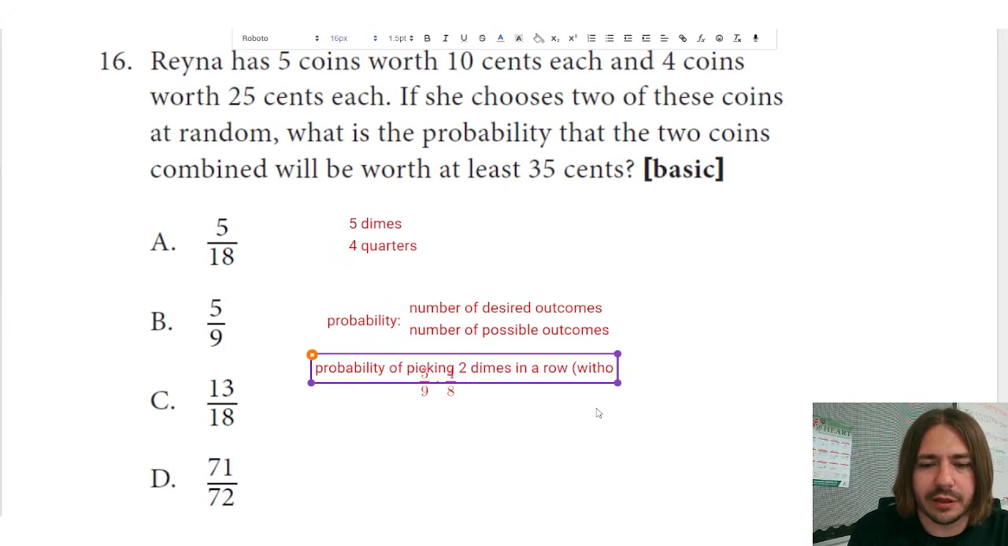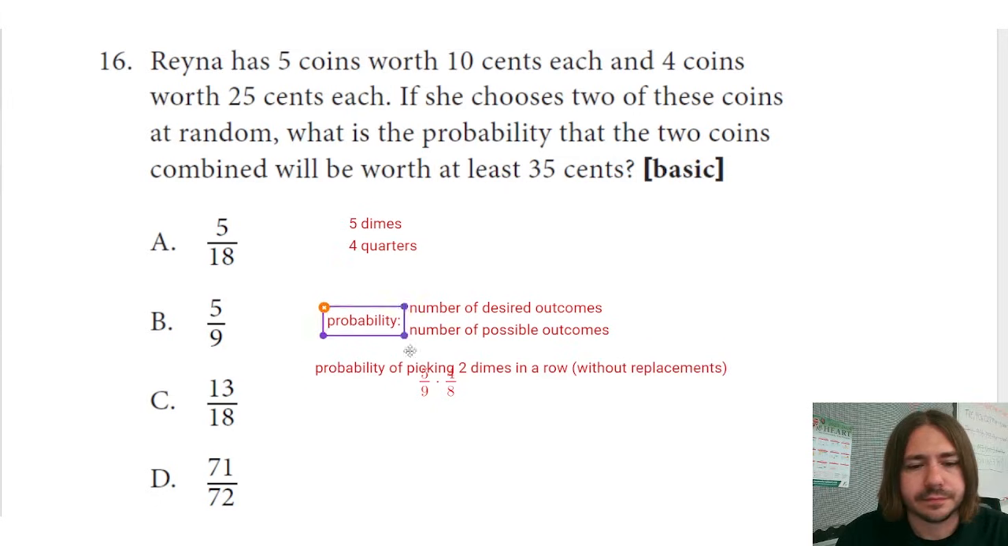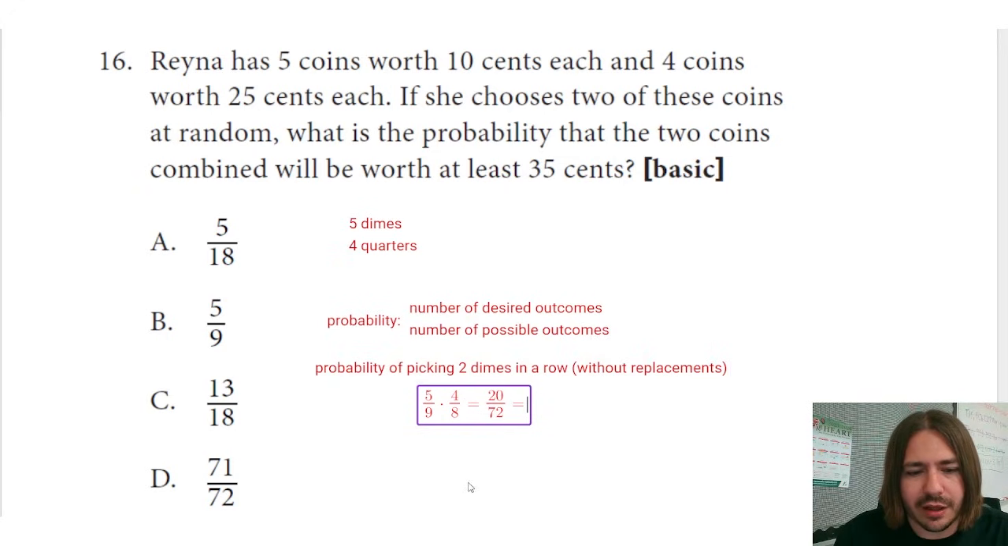And I'll make a little note here, without replacement, meaning we're not going to put the dime that we picked back. So 5/9 times 4/8 is going to give me, let's see, 5 times 4 would be 20, 9 times 8 would be 72, and we can go ahead and put that in, well, you know what, let's go ahead and reduce this, I think.